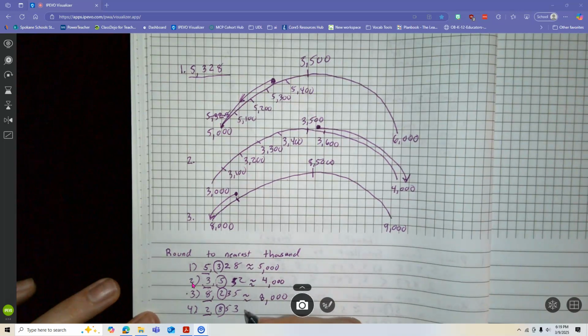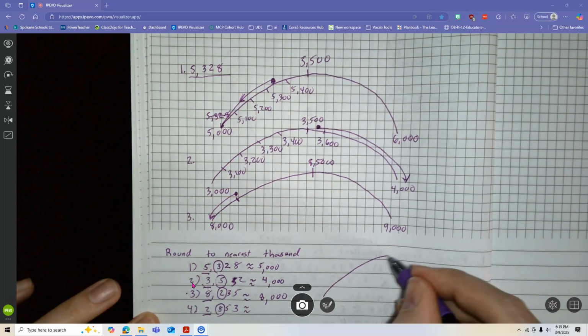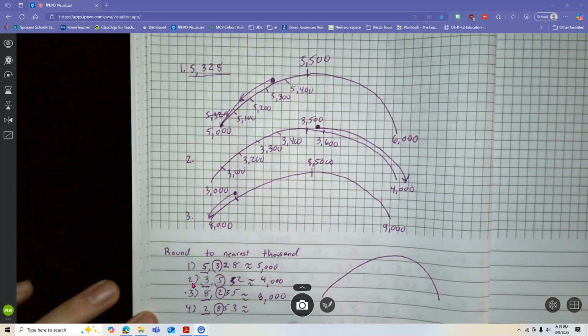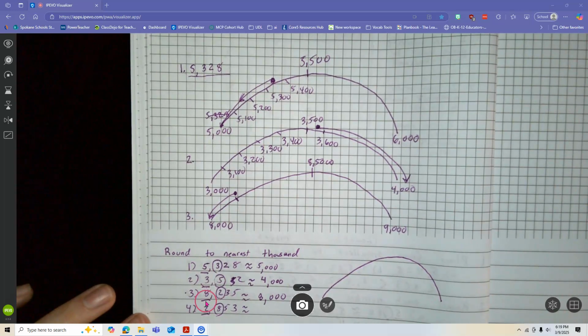Now I want you to try on your own to draw a hill. And which way would it roll on the hill? Then you're going to practice rounding some numbers to the nearest thousandth place value.